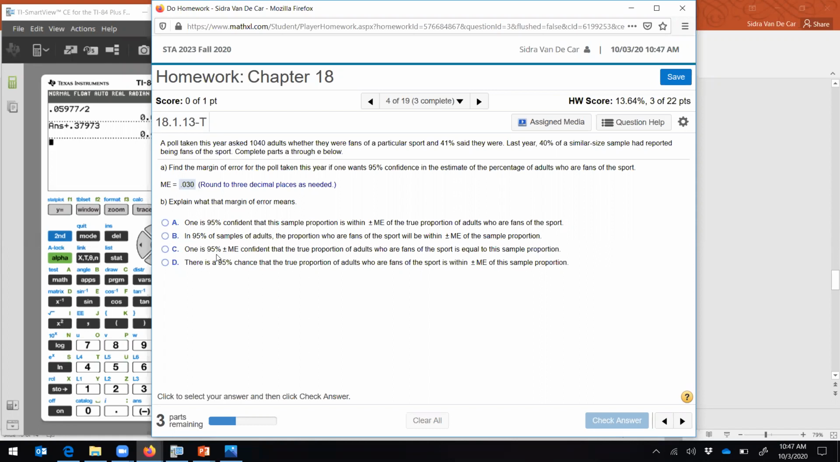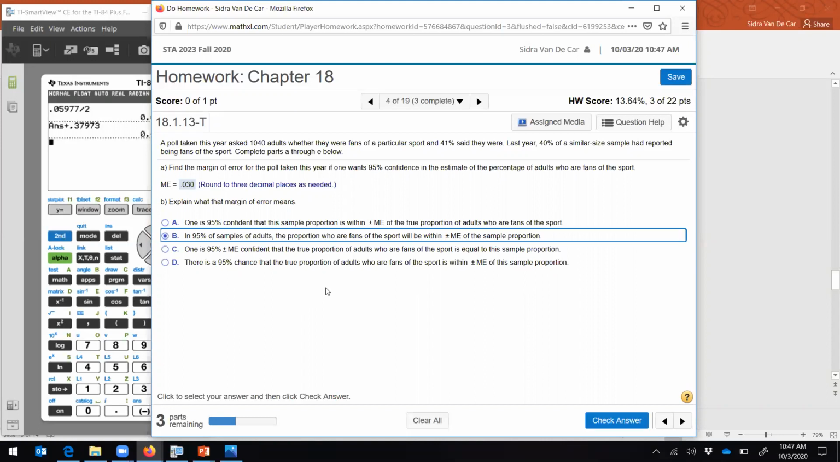Okay, one is 95% plus or minus margin of error confident that the true proportion of adults who are fans of the sport is equal to the sample proportion. It's not equal to the sample proportion. No. There's a 95% chance that the true proportion of adults who are fans of the sport, there's no chance on the proportion. So this is the closest statement.